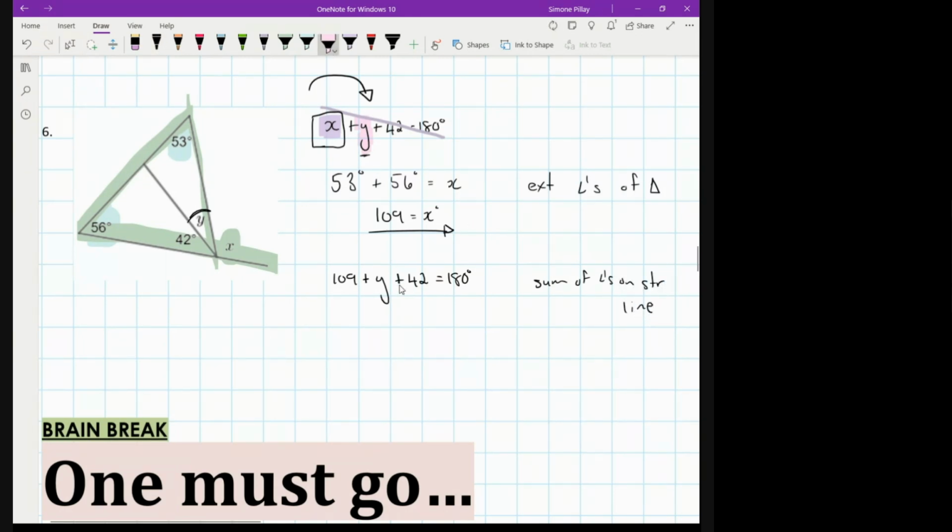Beautiful. Uma, what are we doing next? Y plus 151 equals 180. Beautiful. Next. Y equals 180 minus 151. Y is equal to 29. Thank you very much, Uma. I hope you're happy that you got to answer. What was that? 29. Yep.